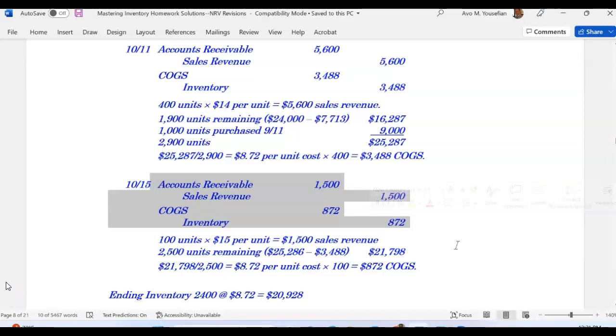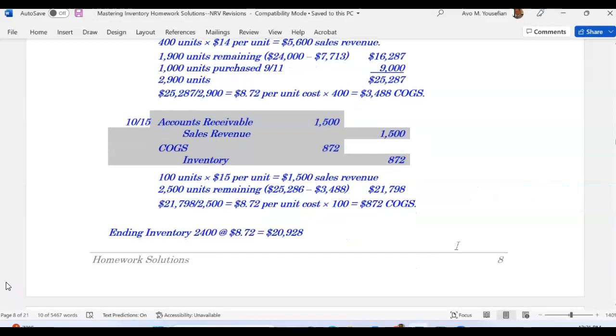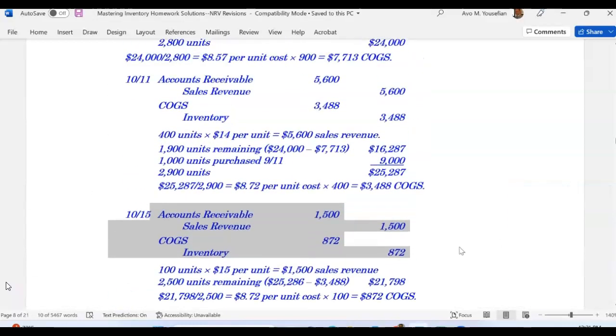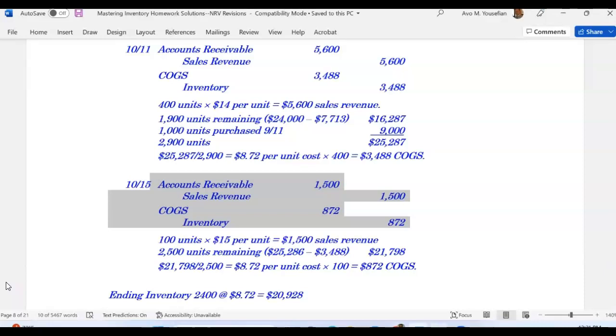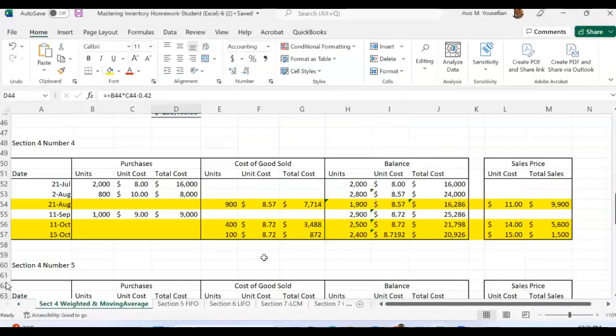Okay, so these are the so-called answers on the Word document that I'm showing you, but I'd like to show you the same thing on Excel. So let's go to Excel, which I gave you the copy of already in your module. So here we go. This is how I like to do it, okay? I'm going to draw a table like this and put date, purchase, cost of goods sold, and balance, and then sales price here. That sales price can be in between, can be there, doesn't matter.